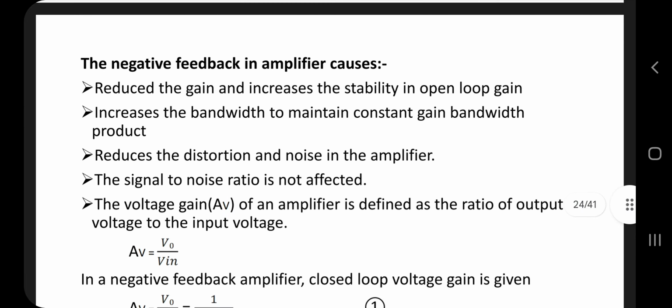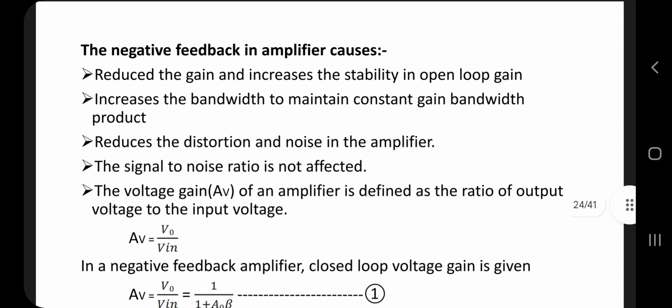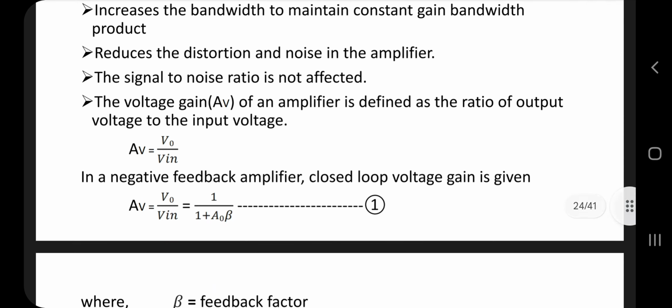The negative feedback in an amplifier reduces the gain and increases stability. In open loop gain, it increases the bandwidth to maintain a constant gain bandwidth product, and reduces the distortion and noise in the amplifier. The signal to noise ratio is not affected. The voltage gain AV of an amplifier is defined as the ratio of output voltage to the input voltage. AV equal to V0 by Vin.